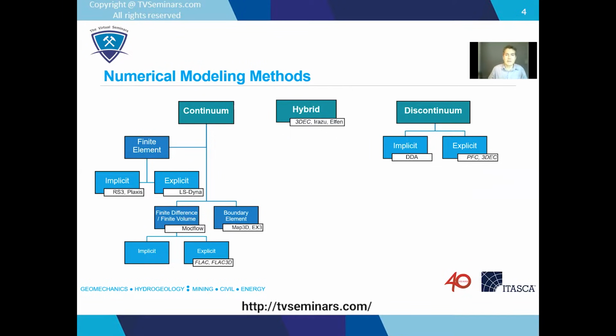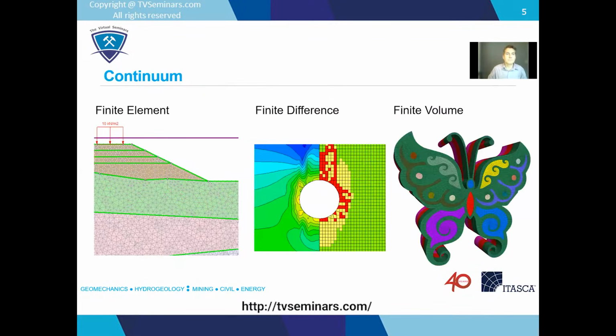So let's just talk about that a little bit. Finite element method, this is an RS2 model from Rocscience on the left-hand side here. This is a finite element model. And if you look closely, what you can see is this is made up of a bunch of triangles, and the triangles actually have 6 nodes each. So they have these mid-side nodes. And this allows you to get fairly accurate results with simple element shapes.